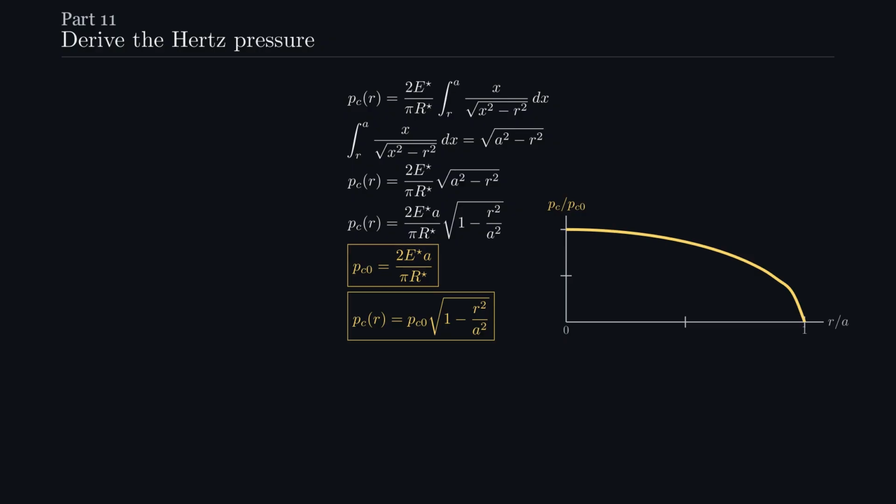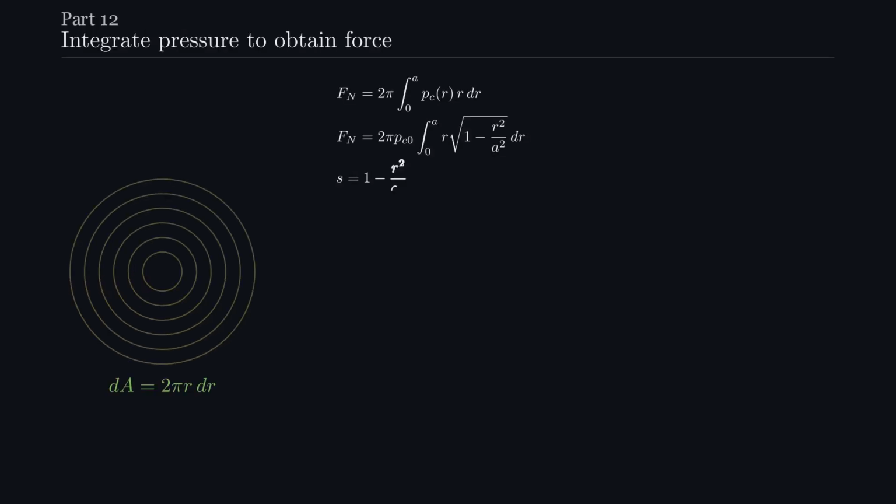The maximum pressure is 2E star over pi r star. And the normalized pressure is square root of 1 minus r squared over a squared. The total normal force is the integral of pressure over the circular patch. A thin ring has area 2 pi r dr.